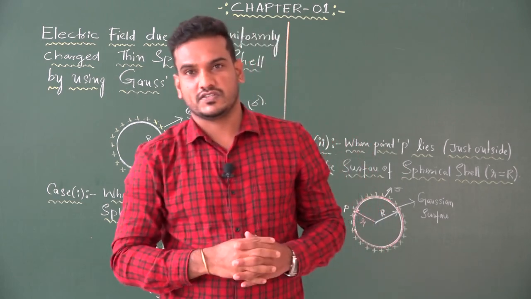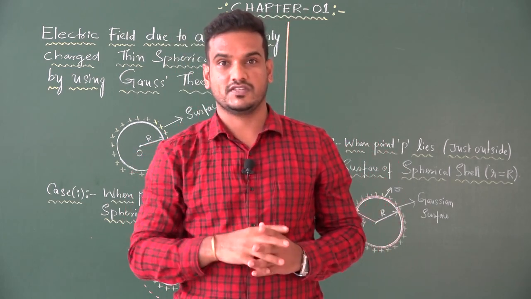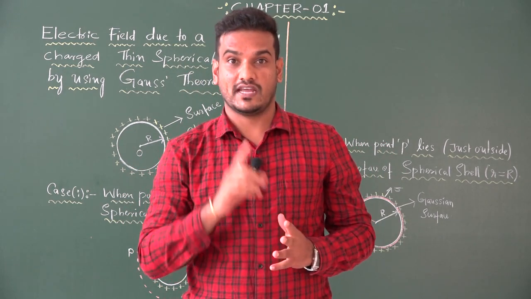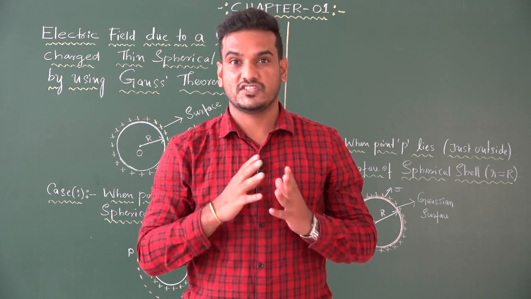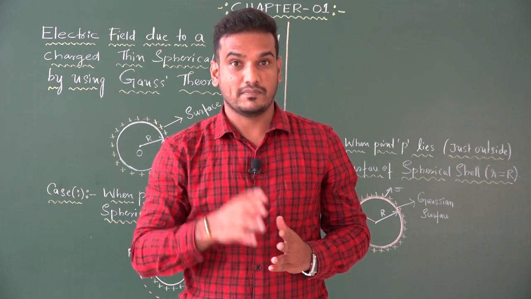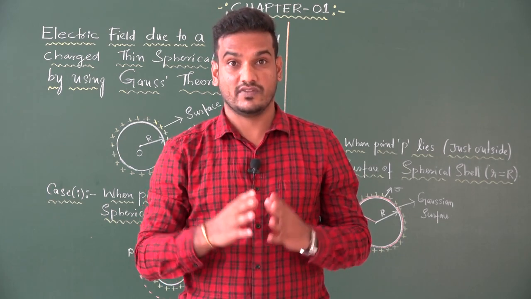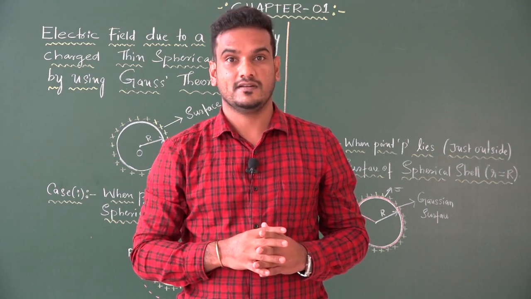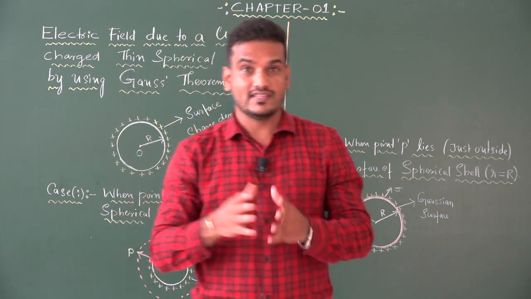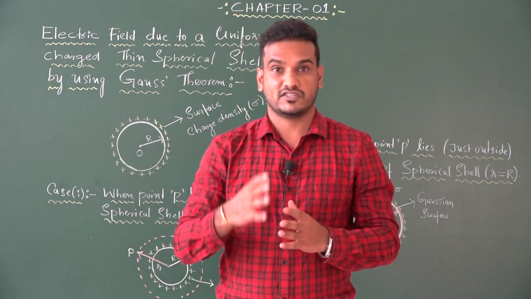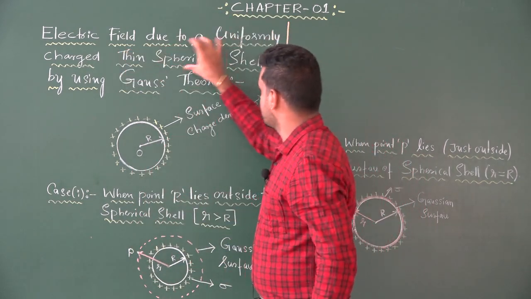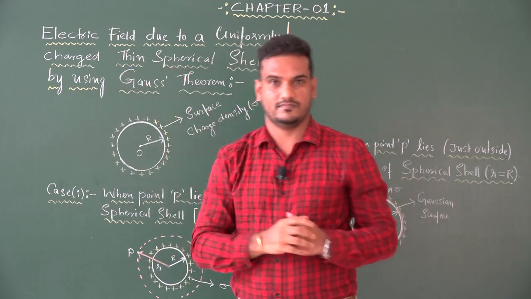In the first two applications, we discussed and derived the electric field for a uniformly charged straight infinite wire or conductor. In the second application, we derived the expression for electric field for a uniformly charged thin plane sheet. The same way, now in this class, we are deriving the expression for electric field due to a uniformly charged thin spherical shell by using Gauss theorem.